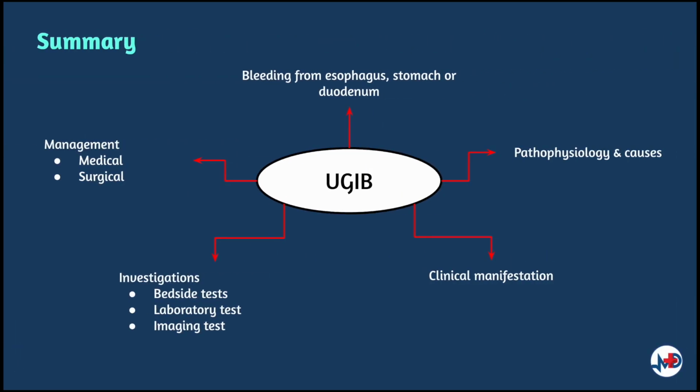To summarize, we have understood what is upper gastrointestinal bleeding, where the bleeding comes from, what are the potential risk factors and causes of upper gastrointestinal bleeding, how the patient presents with upper gastrointestinal bleeding, important investigations to help you diagnose and also assess the severity, which may also play a role as therapeutic interventions, and finally, medical and surgical therapy that are warranted in acute upper gastrointestinal bleeding.